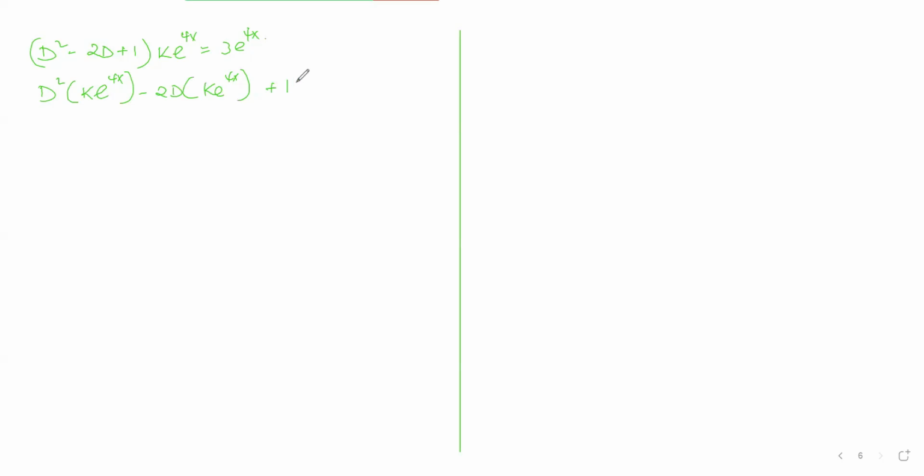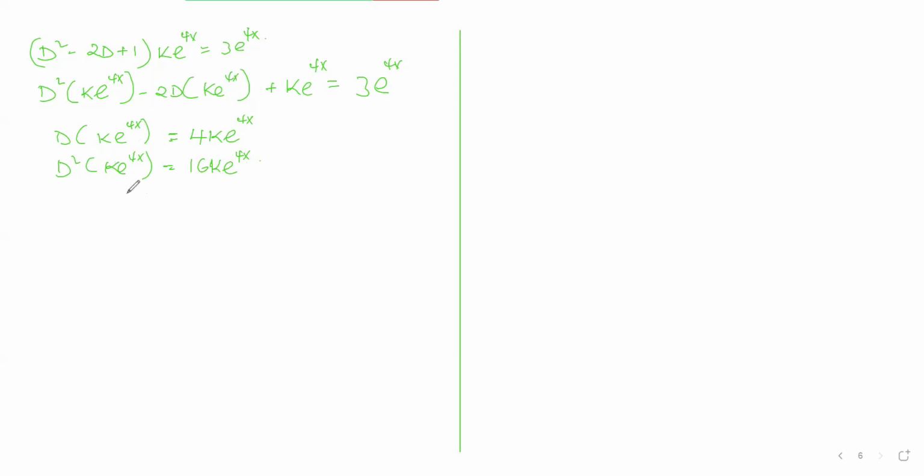plus 1 times that, just k exponent 4x equals 3 exponent 4x. So we find the first derivative of k exponent 4x, and the second derivative of k exponent 4x. So for the first derivative, what do we get? Remember, you drop the what? Drop the constant. So it is 4k exponent 4x. You always drop the constant. So when you differentiate it again, drop the constant again. So it gives you 16k exponent 4x. Right together? Yes. So we have that.